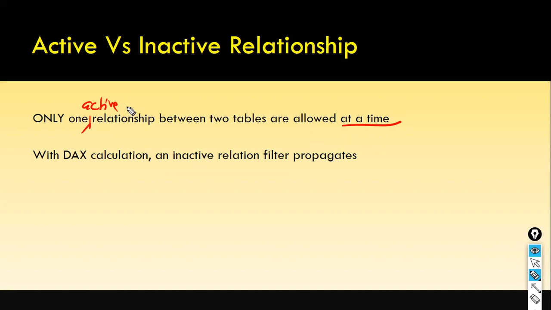So in that case, what is the advantage of active relationship? Active relationship helps us to propagate the value from one table to another table. In simple terms, with active relationship, it can do the filtering. And with inactive relationship, it cannot do the filtering because the values are not propagated from one table to another table.